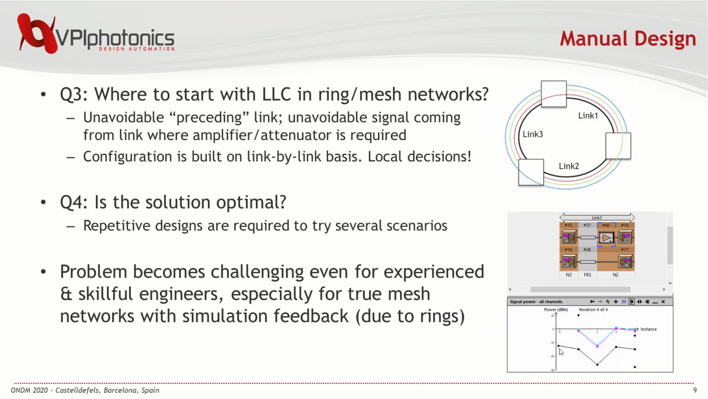One more thing is the complexity of network topologies. Quite often engineers deal with mesh networks rather than with simple point-to-point transmission lines, and the mesh network contains rings or optical loops. Typically, the network configuration is built on a link-by-link basis and local decisions are made when amplifiers are added.